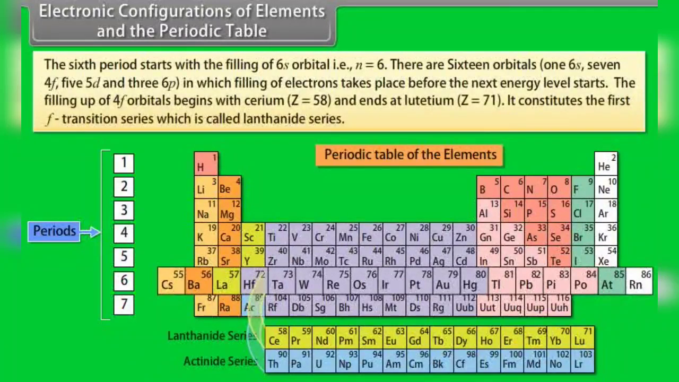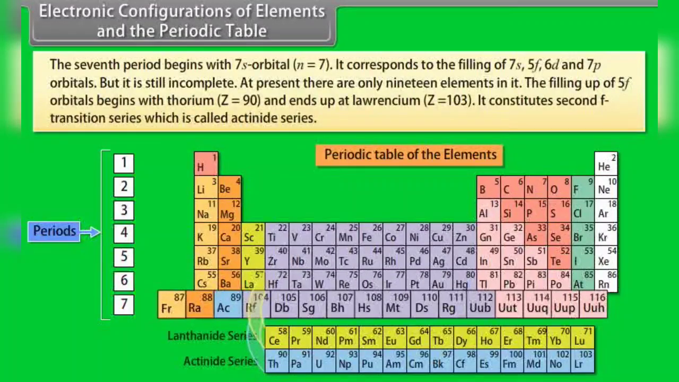The sixth period starts with the filling of 6s orbital, that is, n equals 6. There are 16 orbitals, one 6s, seven 4f, five 5d, and three 6p, in which filling of electrons takes place before the next energy level starts. The filling up of 4f orbitals begins with cerium, atomic number 58, and ends at lutetium, atomic number 71. It constitutes the first f transition series, which is called the lanthanide series.